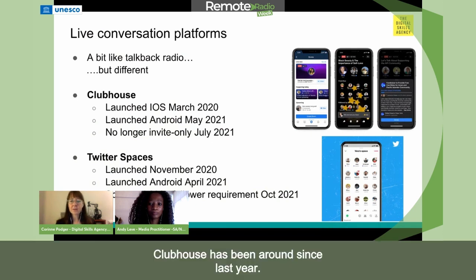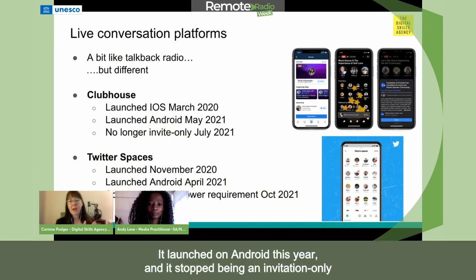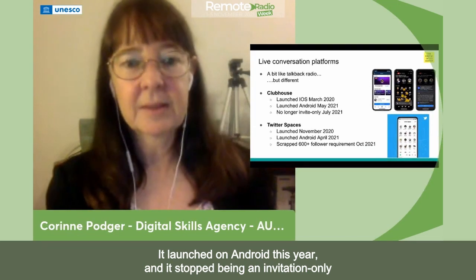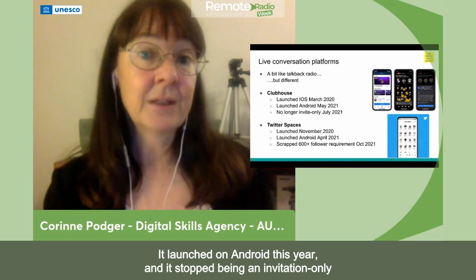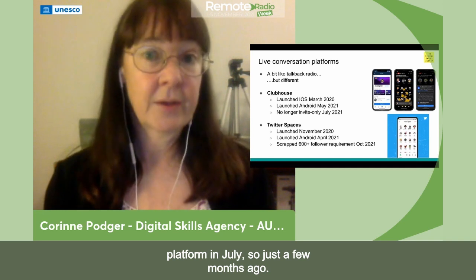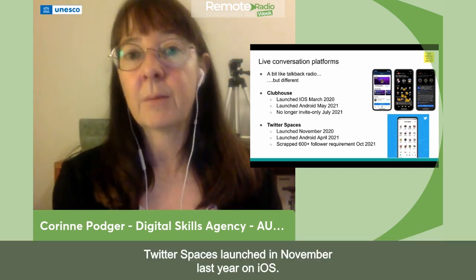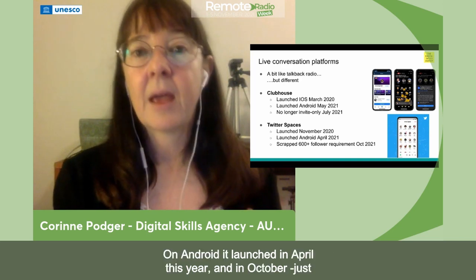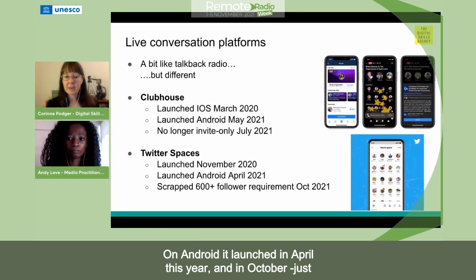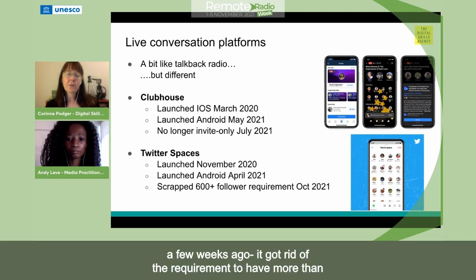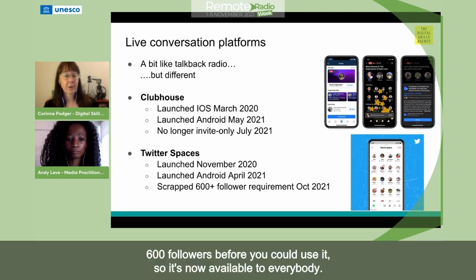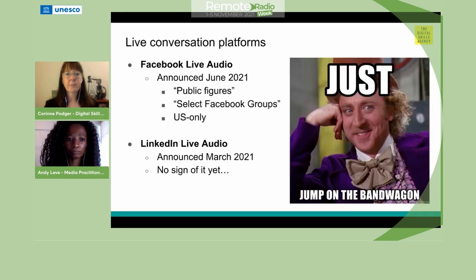So Clubhouse has been around since last year. It launched on Android this year, and it stopped being an invitation-only platform in July, so just a few months ago. And then Twitter Spaces launched in November last year on iOS, and on Android in April this year. In October, just a few weeks ago, it got rid of the requirement to have more than 600 followers before you could use it. So it's now available to everybody.